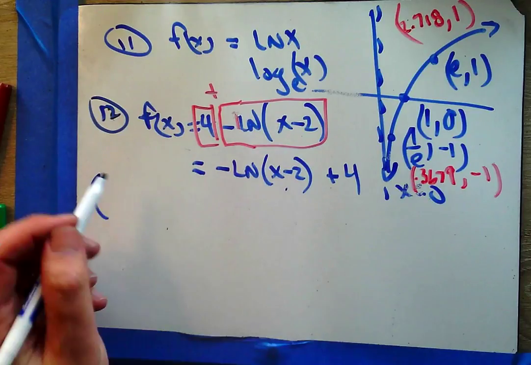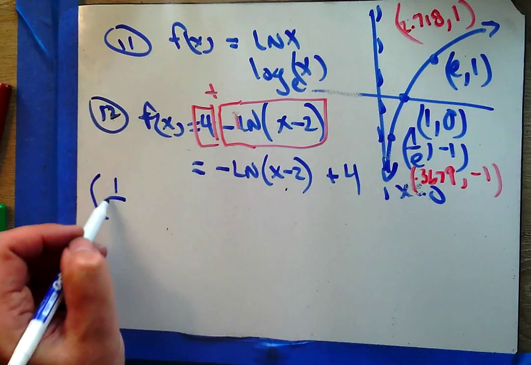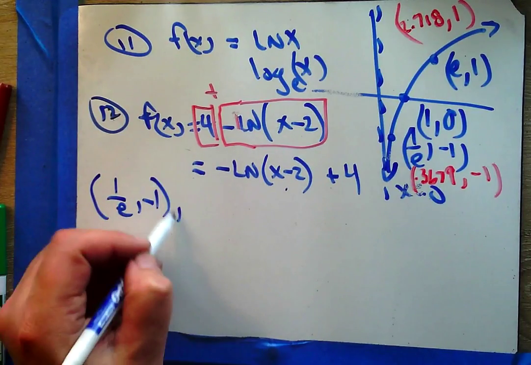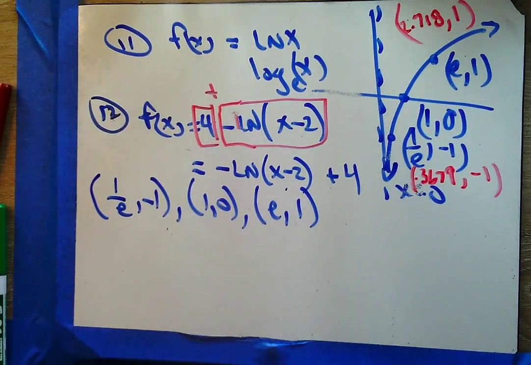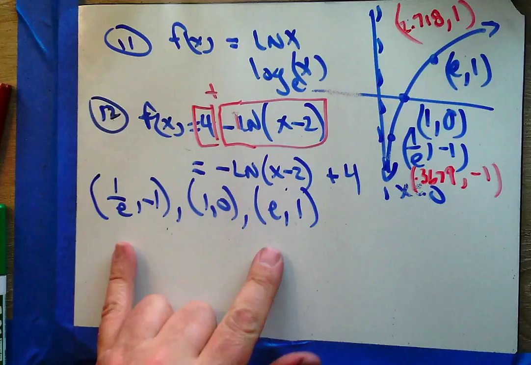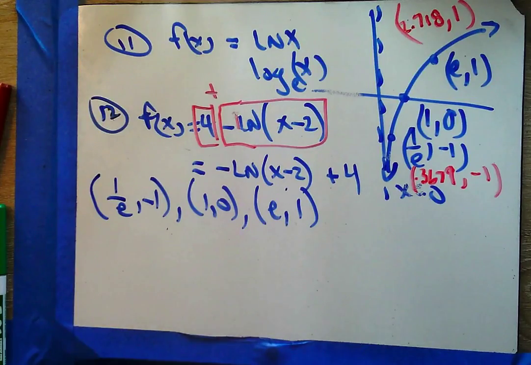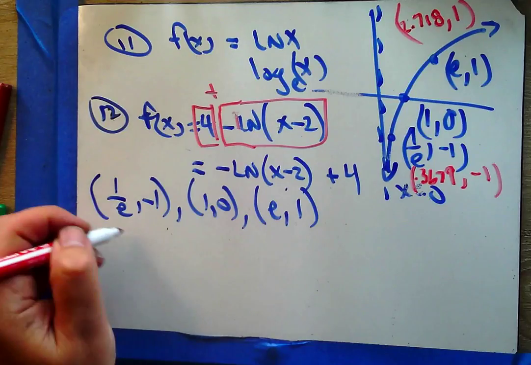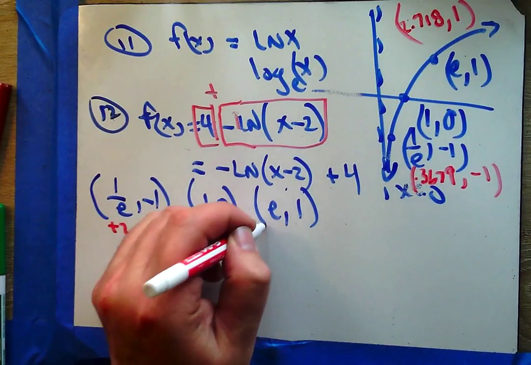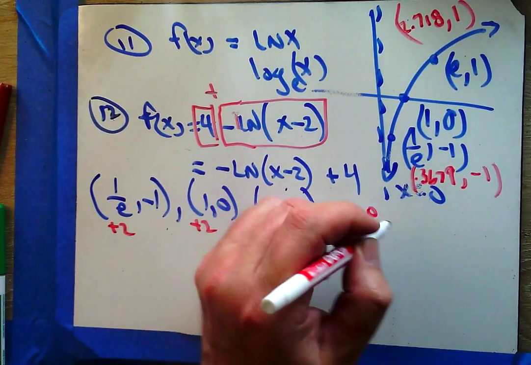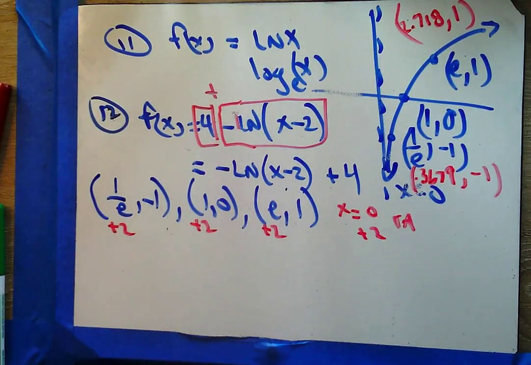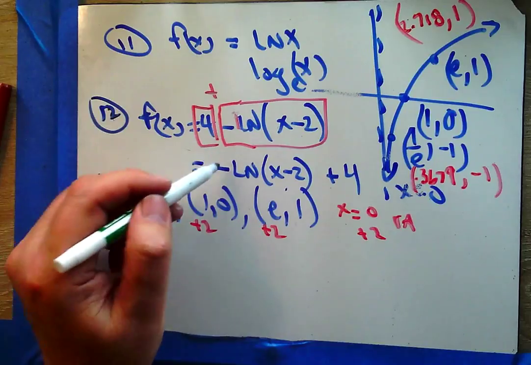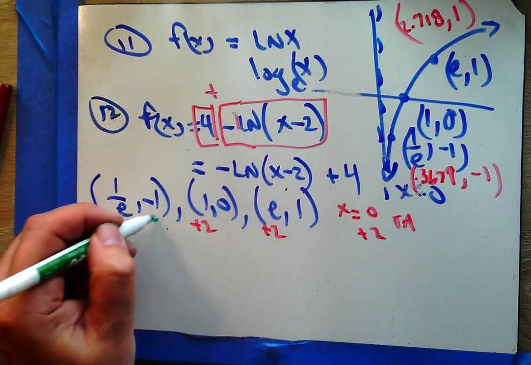So what's our log base? Well, we've got 1 over e, negative 1; 1, 0; and e, 1. And because I'm lazy, I'm just going to work with the e's and not sweat it. I'm going to add 2 to all the x's, including x equals 0, our vertical asymptote. And in the meantime, I know that I have to multiply the y's by negative 1.